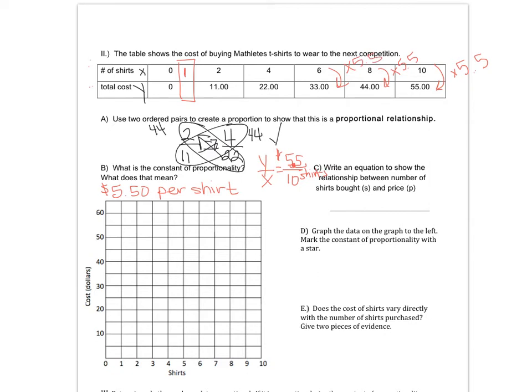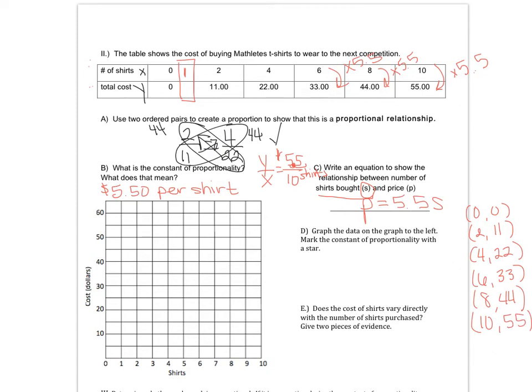Basically what I'm doing is taking whatever my X value is, my shirts, and they want us to use S, and I'm taking it times 5.5 to get the price, P. So price equals 5.5 S. D is asking us to graph the data. We can pull all those ordered pairs: 0, 0, 2, 11, 4, 22, 6, 33, 8, 44, 10, 55, and then graph them.